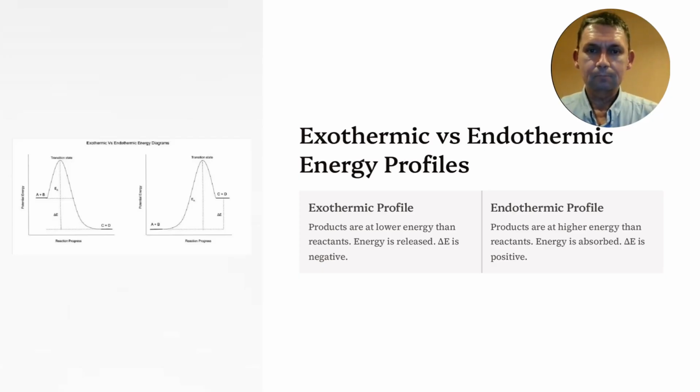In an exothermic profile, products end lower than reactants, so the overall energy change is less than zero. In an endothermic profile, products end higher than reactants, so the overall energy change is greater than zero.